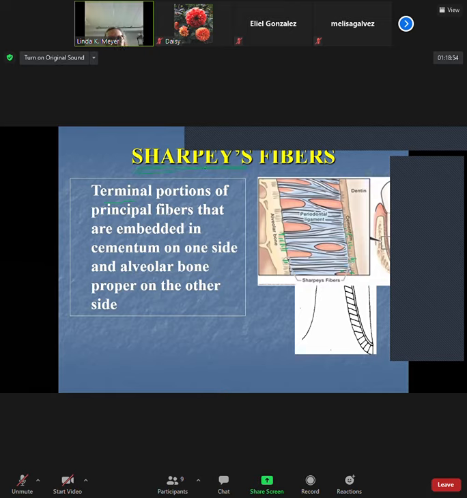This is a common National Board question. What are the terminal portions of the principal fibers of the PDL called? They're named after a Dr. Sharpey who first studied them. They're not sharp or make marks like a Sharpie marker, but they're named after this doctor.